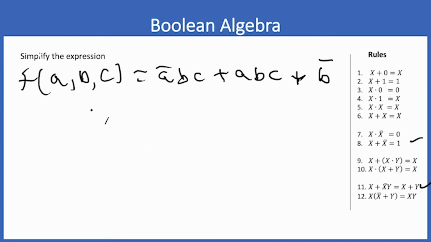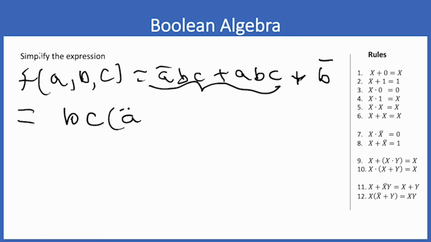Let's do an example here. Let's simplify this expression. F of A, B, C equals A bar BC plus ABC plus B bar. Okay? So, what are we going to do first? Well, from this first term, let's factor out a BC from these two terms right here. So we're going to get A bar plus A, plus B bar. Okay.